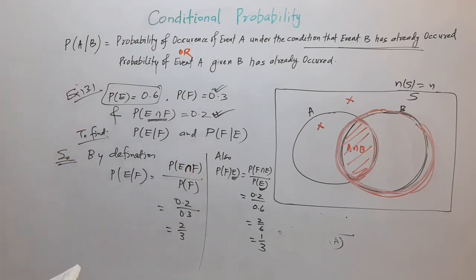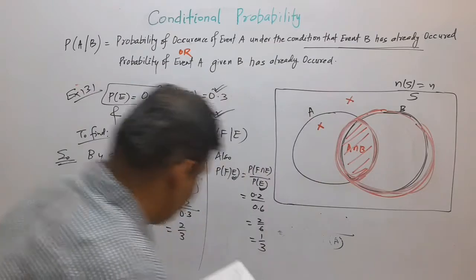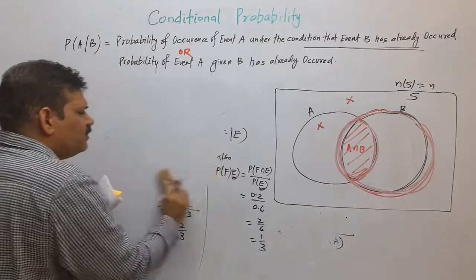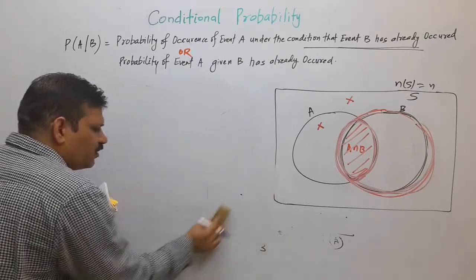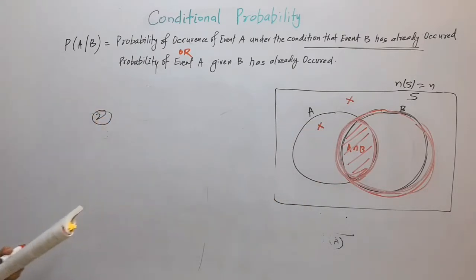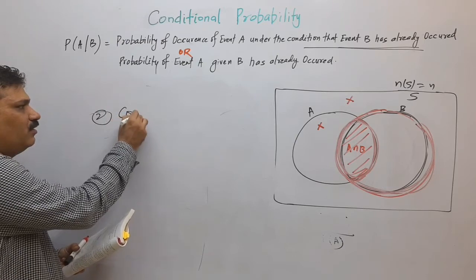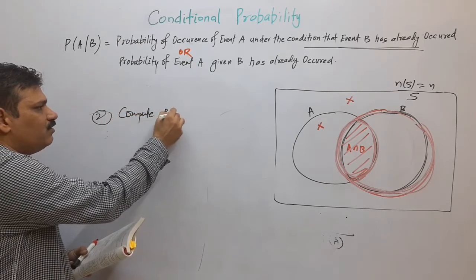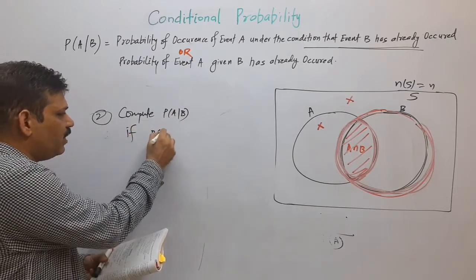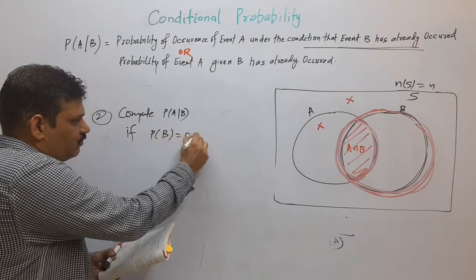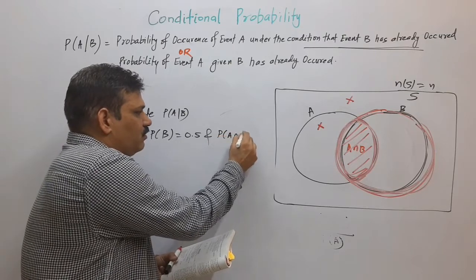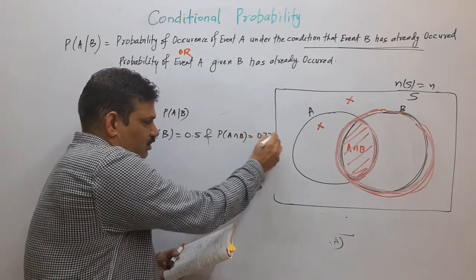Let's take the second question. It says compute the probability of A given B if we are given the probability of A intersection B and the probability of B. Simple formula-based questions are there. Suppose this is question number two. It is very simple: we are to compute the probability of A given that B has already occurred, if we are given the probability of B as 0.5 and the probability of A intersection B as 0.32.